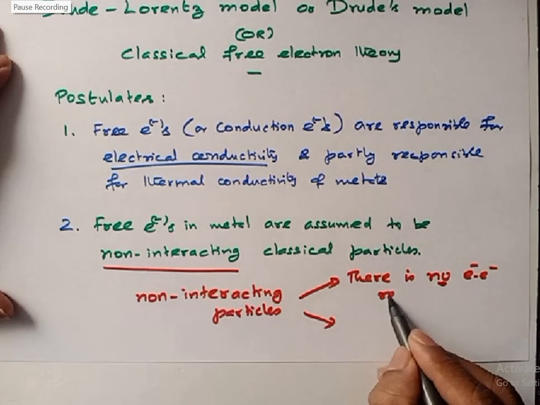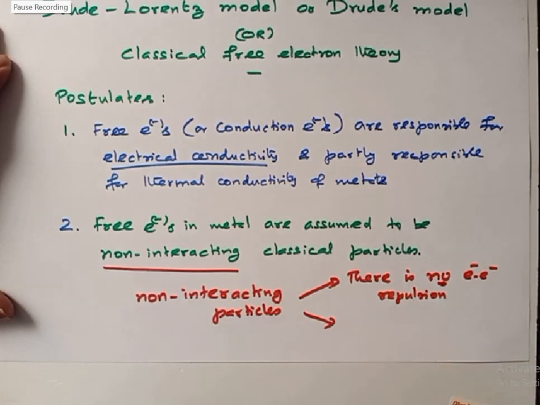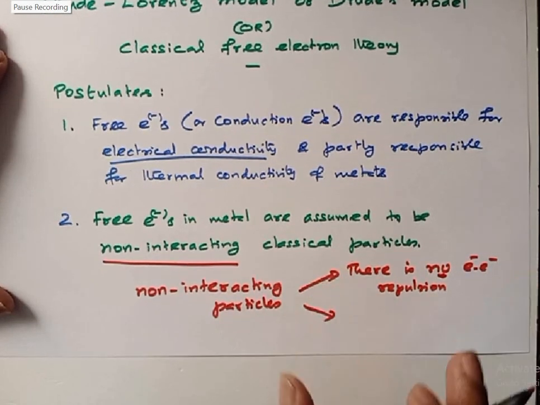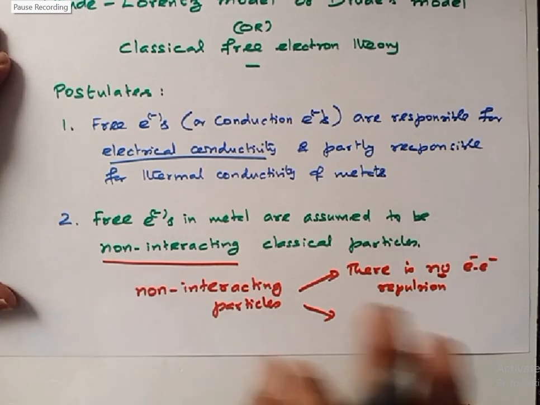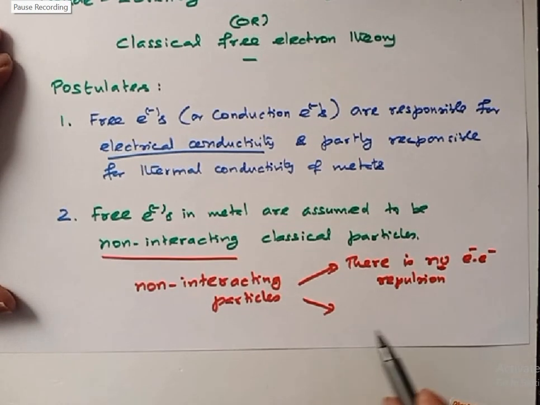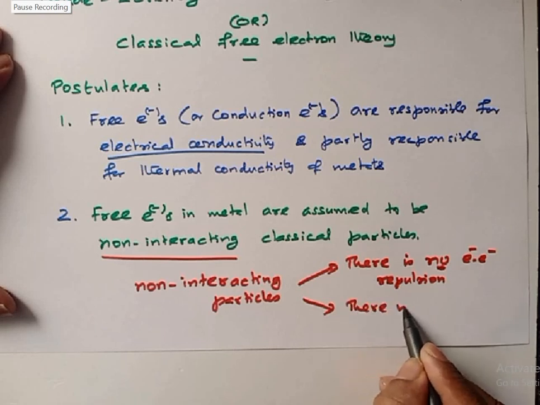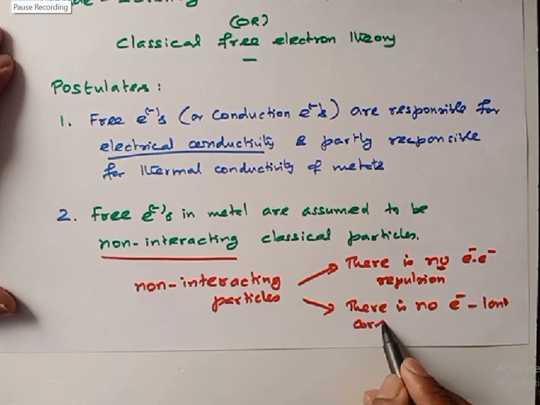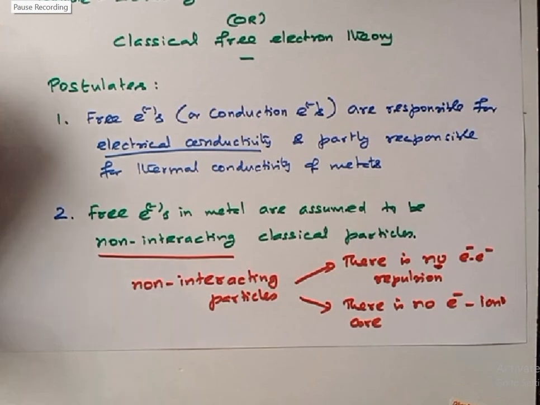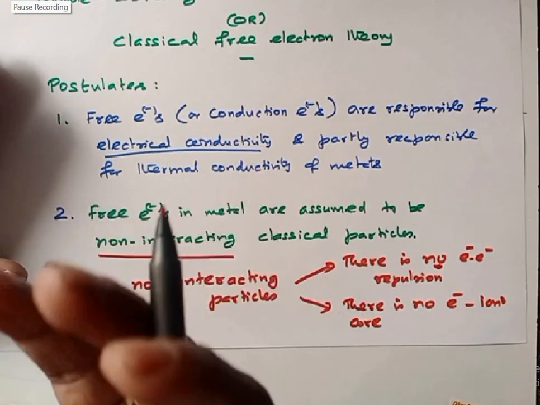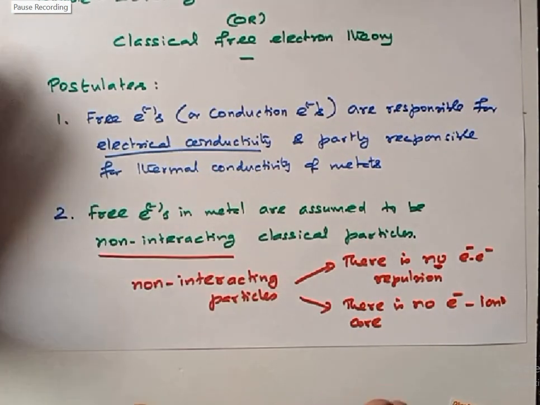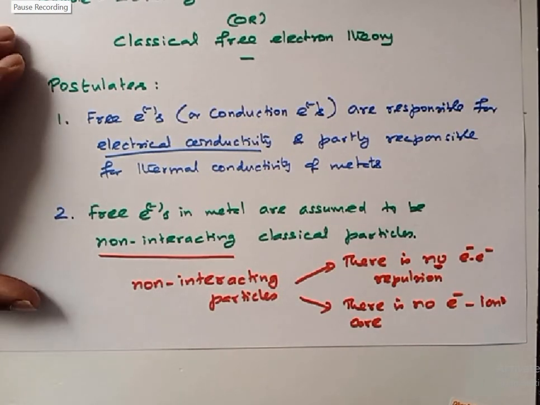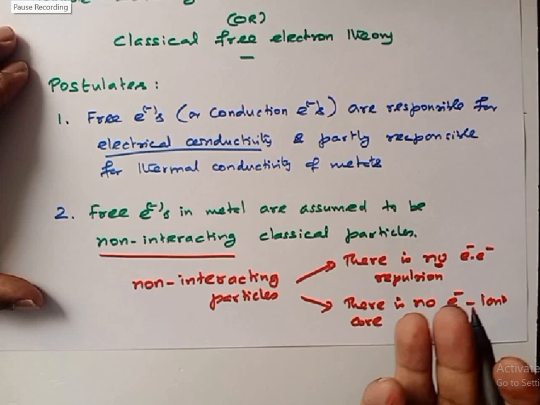So non-interacting means there is no electron repulsion in the crystal. Electrons do not repel each other. And another point, there is no electron-ion core attraction. You know very well that in a metal, when metal atoms combine to form a metallic crystal, each atom loses one or two electrons and becomes an ion. These ions occupy the crystal lattice, and the electrons that are released are called free electrons.